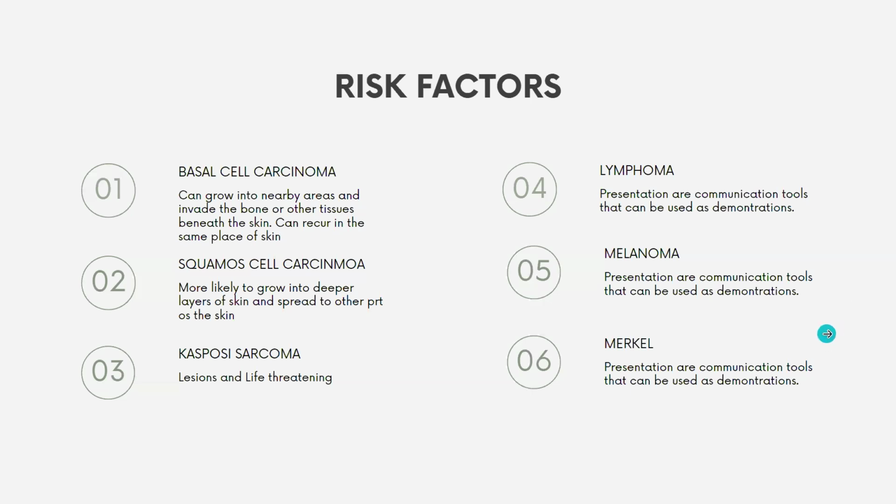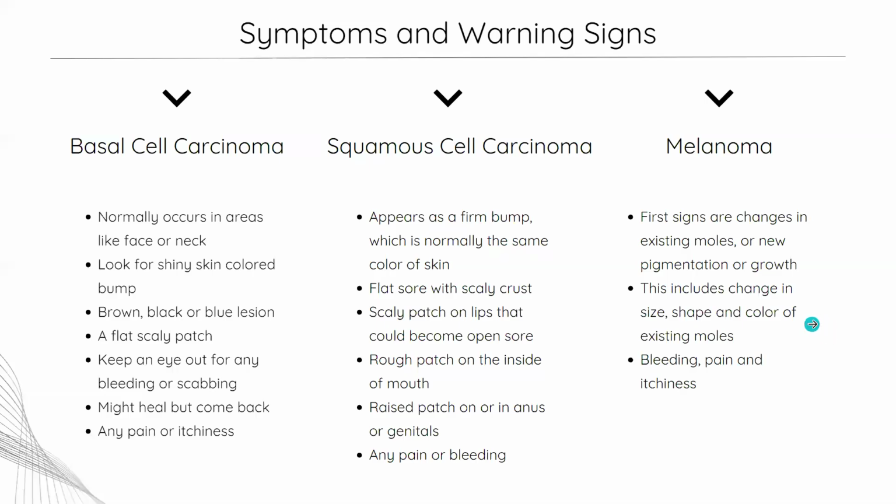Next slide. Alrighty. So now we know what skin cancer is and the different types. I'm going to go over some of the symptoms and warning signs, how to catch the cancer before it's too late. So right here, I'm just going to go over the 3 most common ones, which is basal cell carcinoma, squamous cell carcinoma, and melanoma.